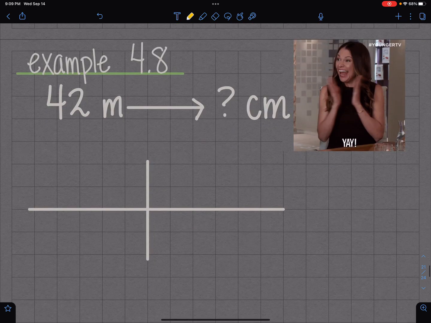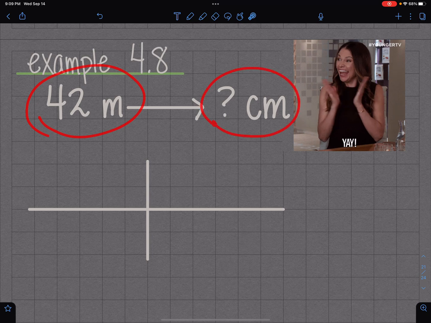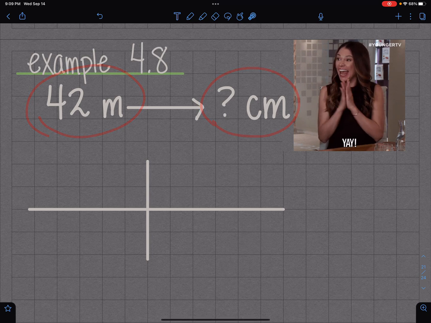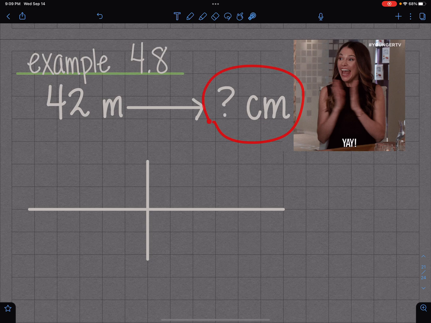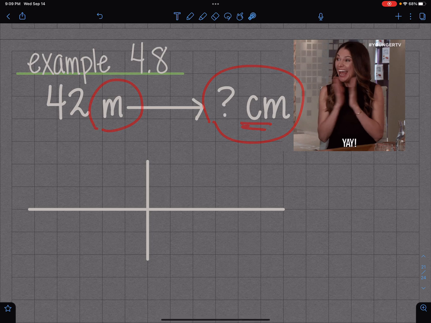All right, let's do another example because we are having so much fun. So they want us to turn 42 meters into how many centimeters? Whoa, I already know that this is going to be a lot of centimeters because there are 100 centimeters in a meter. They don't give us that hint. They just kind of expect us to know that.